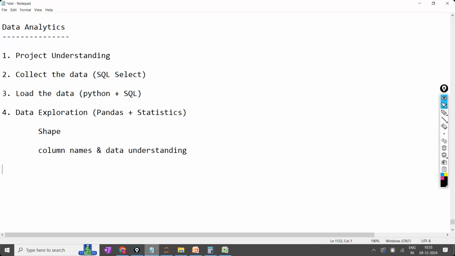And after that, you are going to check the data types of each and every column. From there, you are going to observe how many continuous variables are there. You have to separate them as a list of continuous variables one by one. And similarly, you are going to separate the discrete variables.